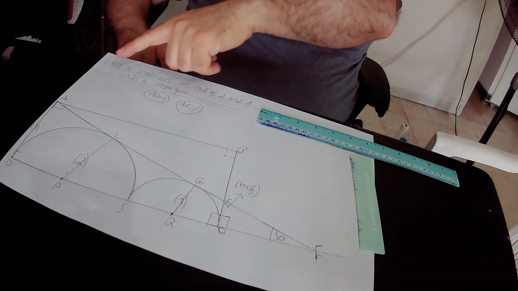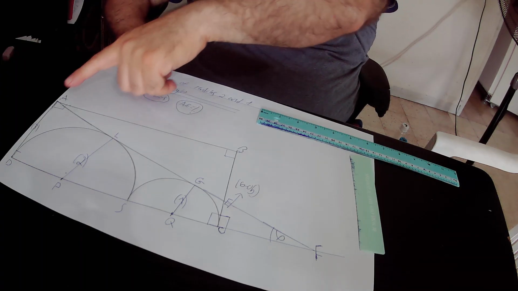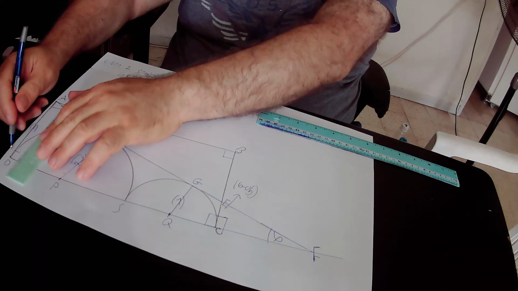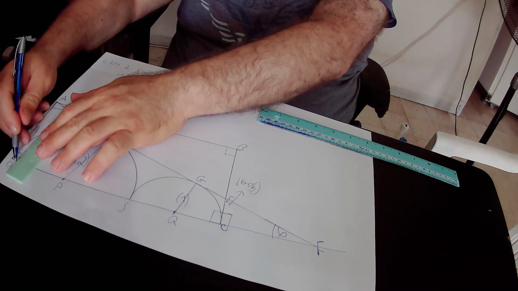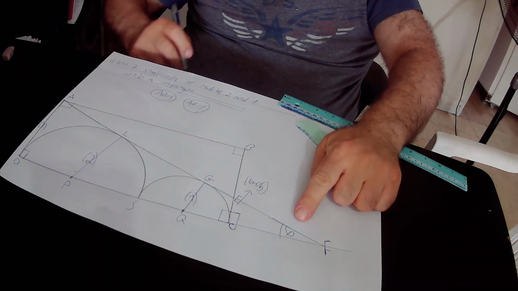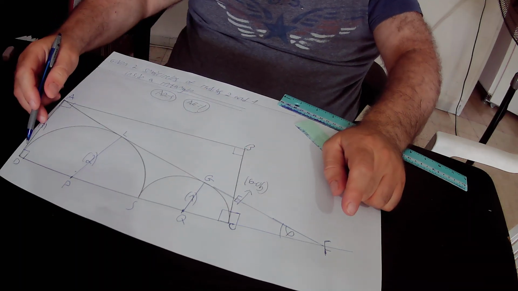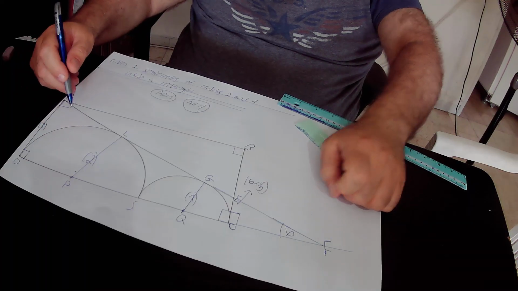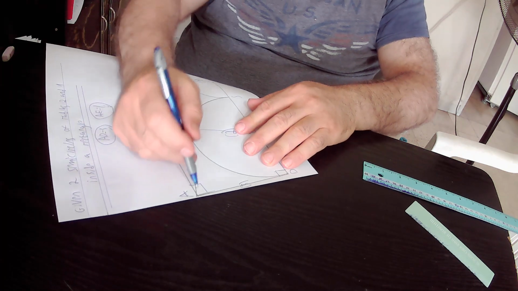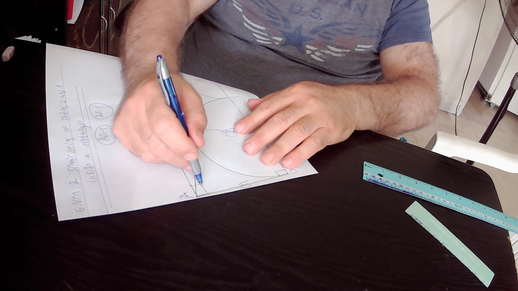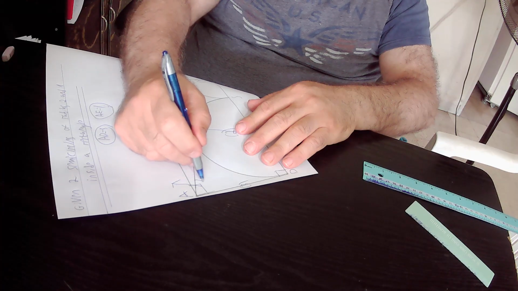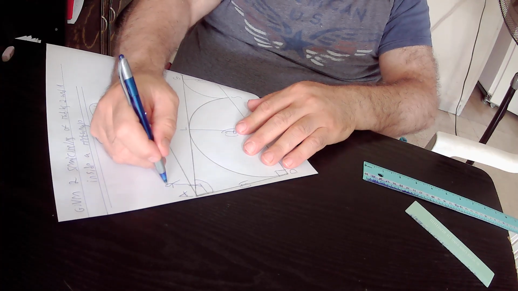Likewise, in the big right triangle ADF, this angle equals alpha. This angle equals 90 degrees, therefore this third missing angle must be equal to 90 degrees minus alpha. According to the sum rule, the sum of the angles in any triangle is equal to 180 degrees.